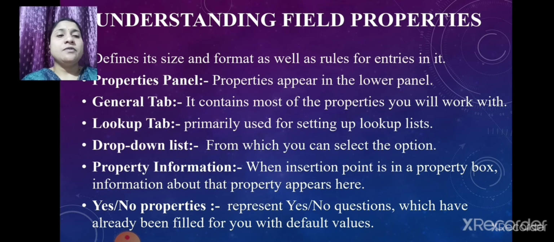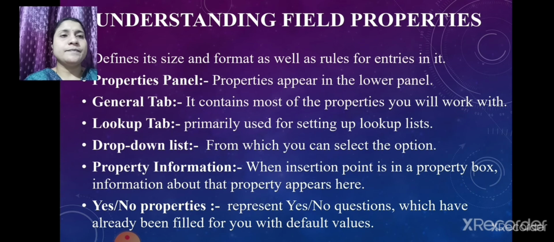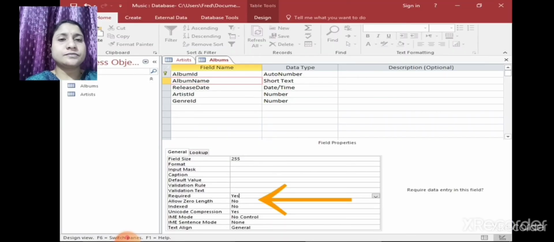Property information: when the insertion point is in the property box, information about that property appears here. And then the yes/no properties represent yes/no questions. They will ask yes or no questions which have already been filled for you with a default value, which is already stored. You can change those yes or no properties. So these are some fields. Then you can see here, in the general tab it shows the field size.